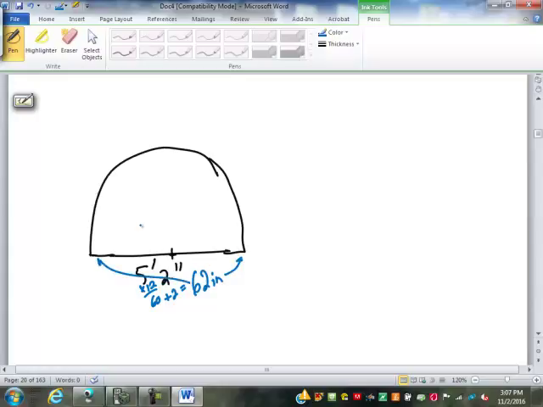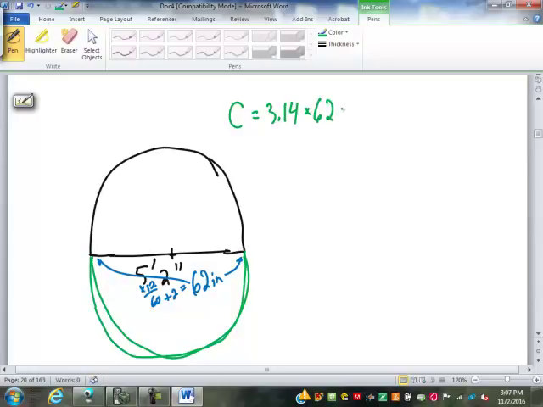How many of you got that? So that part good. Okay. The next part, pretend that looks like a circle. That's really ugly. If it were a whole circle, the circumference would be pi, 3.14, times 62 inches.